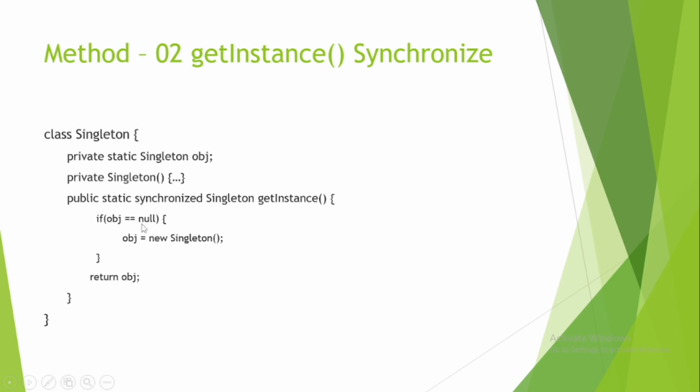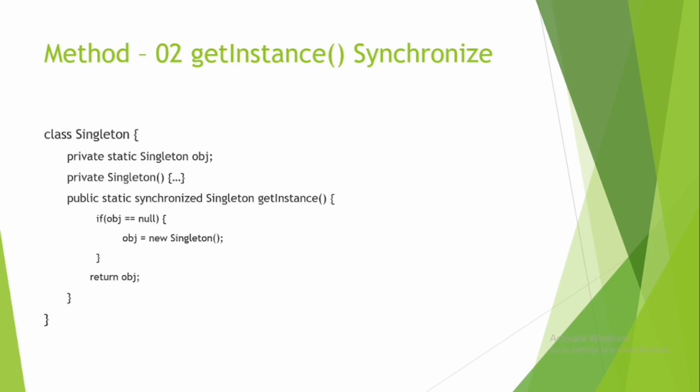So the object will be null for that thread also, right? It will not be null, because the object was initialized by thread 1, so it will not go inside this and it will return the same object. So that is the advantage in the multi-threading case, from the first method to the second method. I hope I am making it clear, right?